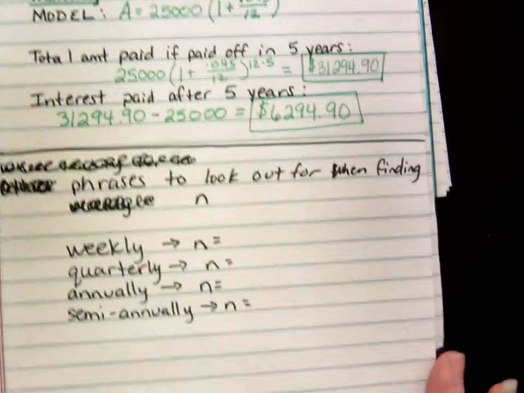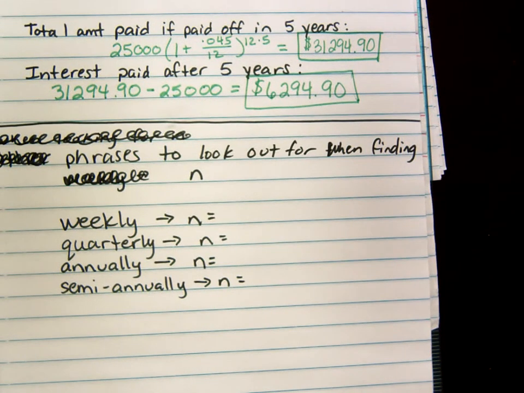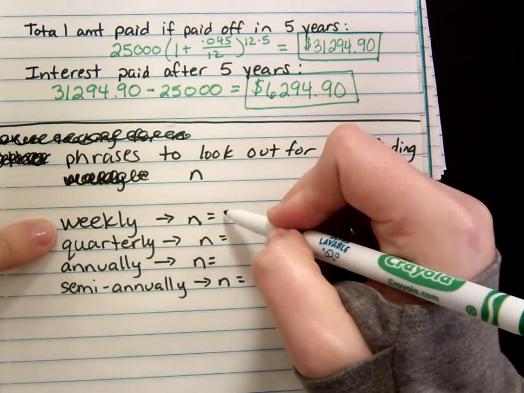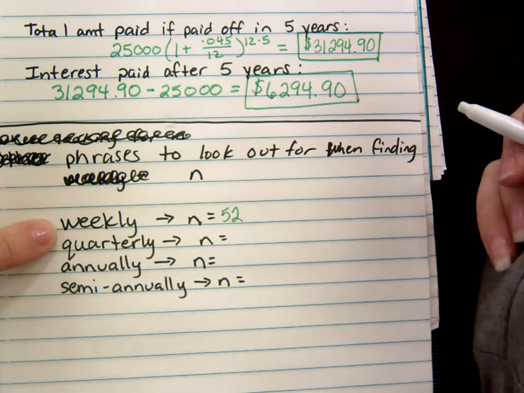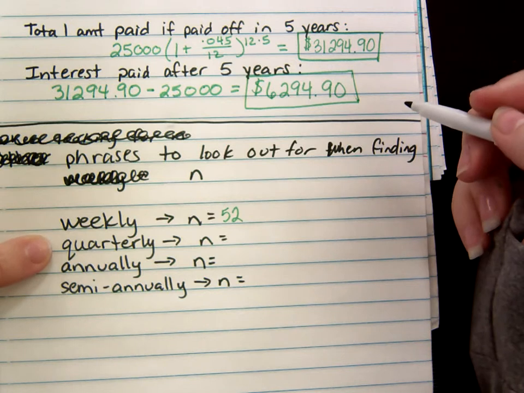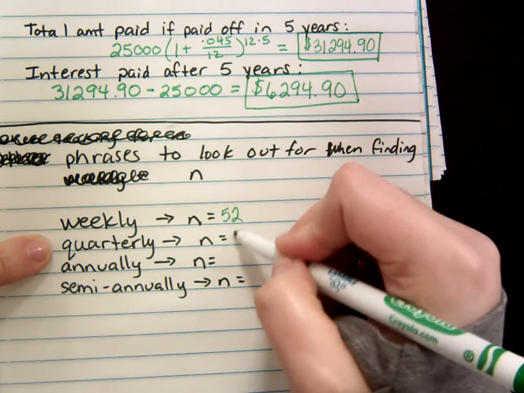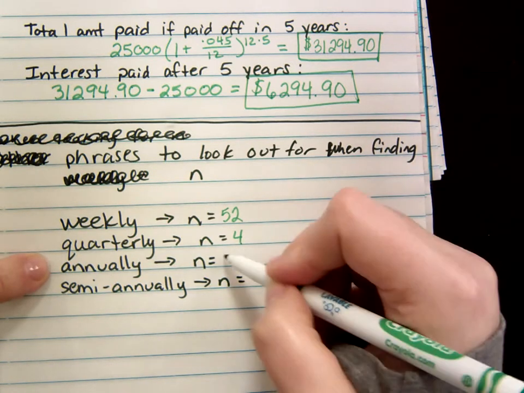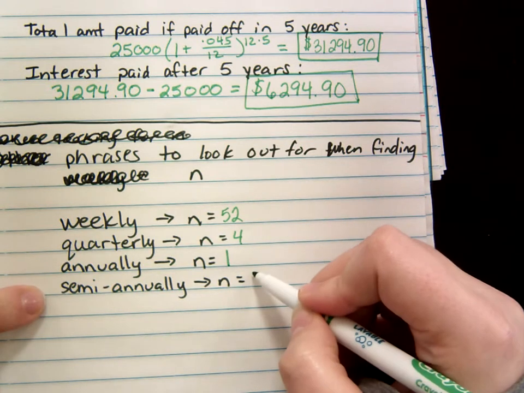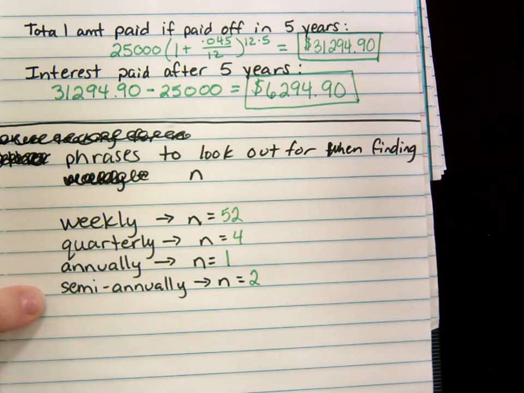Alright, now just a couple of other phrases. If you're trying to figure out how many times a year it's been compounded, you might see phrases like weekly, which tells you n is 52 because there's 52 weeks in a year. You might see the word quarterly, that's 4 times a year. Annually means once a year, or semi-annually means twice a year. There can be other phrases, but these are some of the ones that you're going to see on my assignments more often. Alright. That's it for this one.